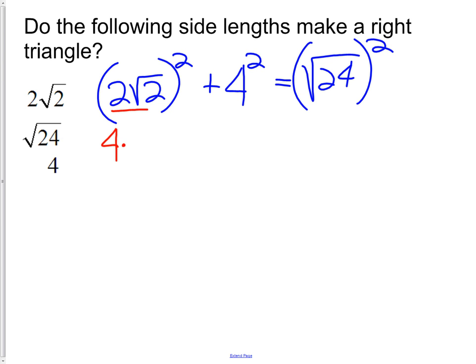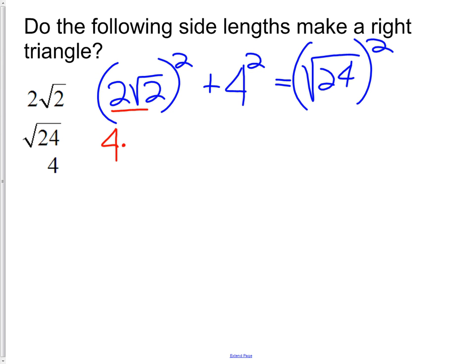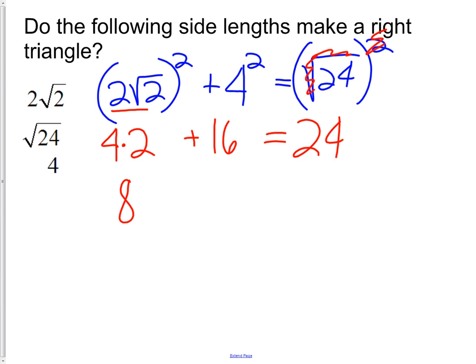Now, the square root of 2 squared looks like this. The square sign and the square root actually cancel each other out, and we're just left with a 2. That means that this first one becomes 4 times 2 plus 4 squared, which is 16. And again, just like we had before, the square root sign and the square cancel each other out, and we're left with 24. Now 4 times 2 is 8 plus 16 equals 24.